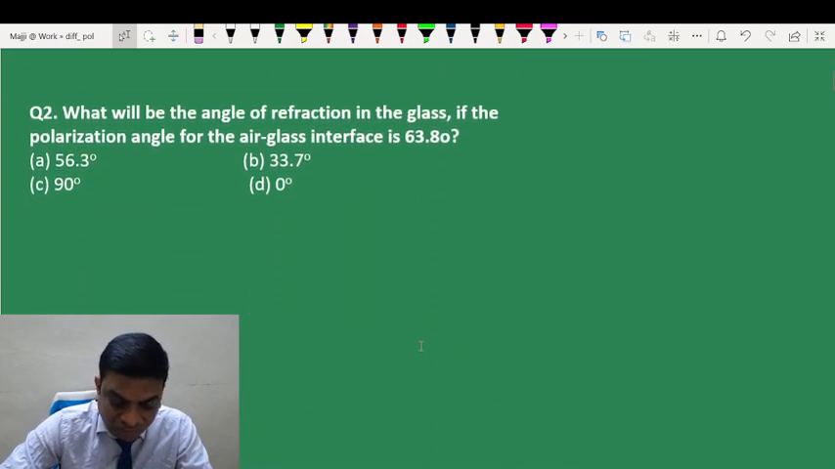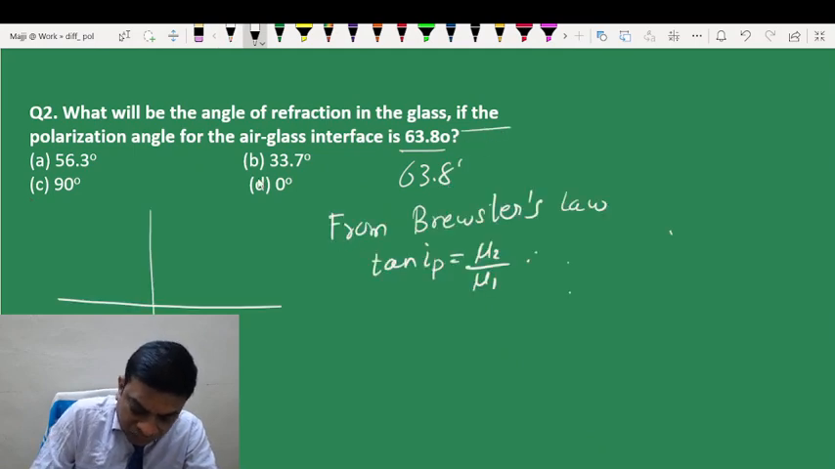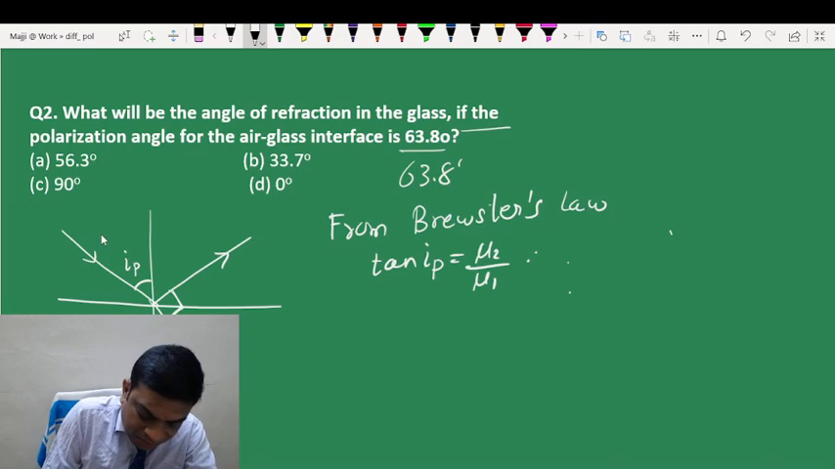Coming to the second question, what will be the angle of refraction in the glass if the polarization angle for the air glass interface is 63.8 degrees? So from Brewster's law, we have the incident ray, reflected ray and refracted ray. The reflected ray and refracted ray are at right angles if the angle of incidence is the polarizing angle. This we know. Now, the polarizing angle is given as 63.8 degrees. We have to find the angle of refraction.